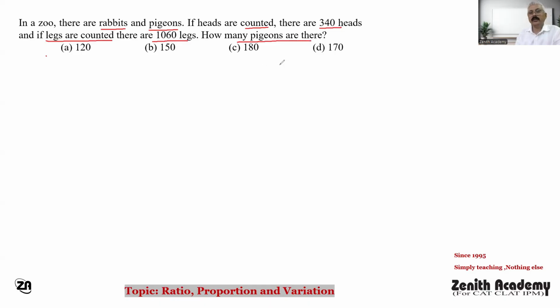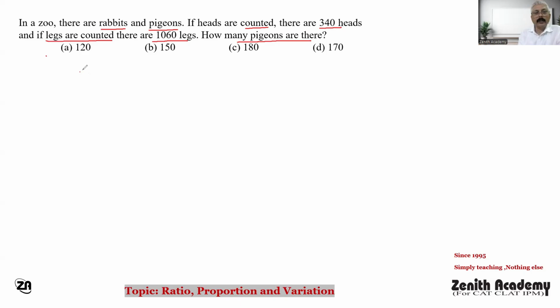Okay, so actually, this question is like rabbit and pigeons both have one head respectively. Right, a rabbit also has one head and a pigeon also has one head. So the total number of heads is 340, which suggests that the number of animals, rabbits plus pigeons, is 340. Rabbits have four legs and pigeons have two legs, so the total number of legs is given as 1060, and how many pigeons are there. Okay, do this question.